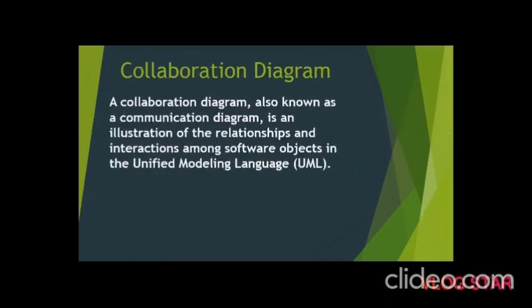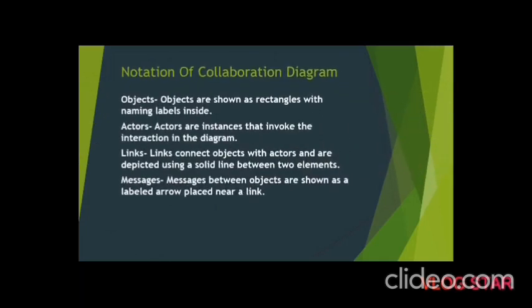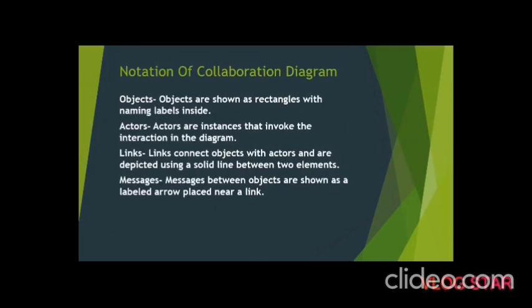Collaboration diagram. It is also called as communication diagram. Now, what is collaboration diagram? It is an illustration of relationship and interaction among software objects in UML. Notation of collaboration diagram are listed below. First, objects. Objects are shown as rectangle with naming labels inside them. The naming labels follow convention as object name, semicolon, class name.